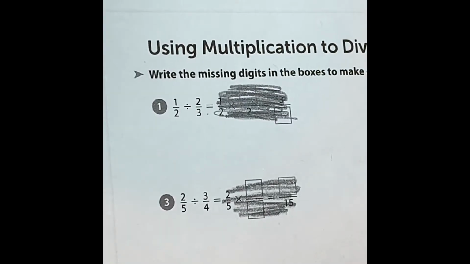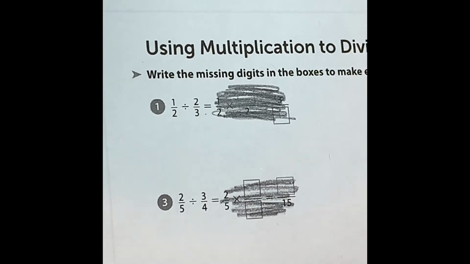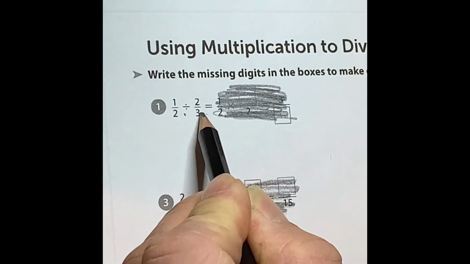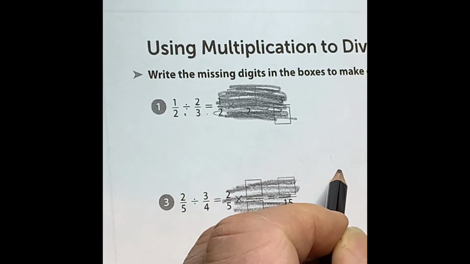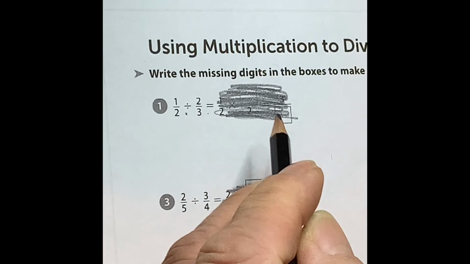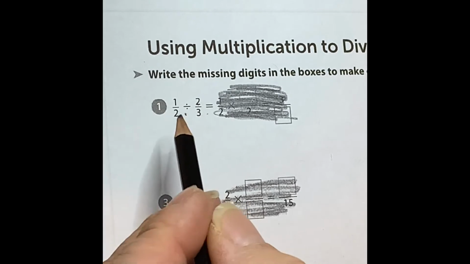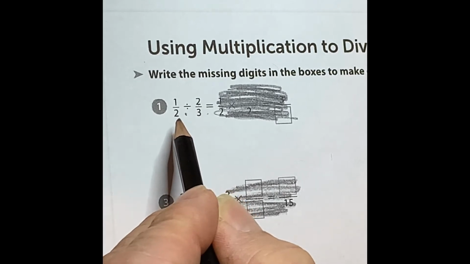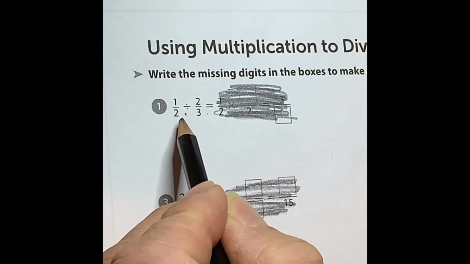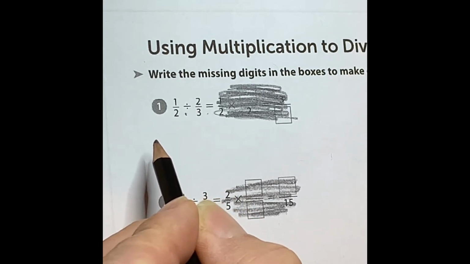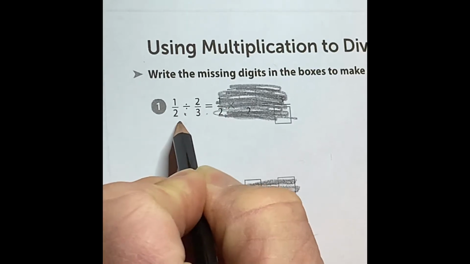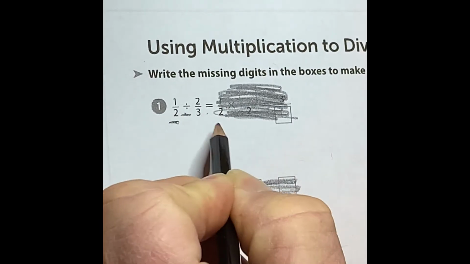No, it's good. All right, let's take a look at question 1. Question 1 says 1/2 divided by 2/3. How do we figure that out using multiplication? Well, there's a cool thing. When we are going to divide two fractions, we do this thing which is called keep, change, flip. Keep, change, flip.